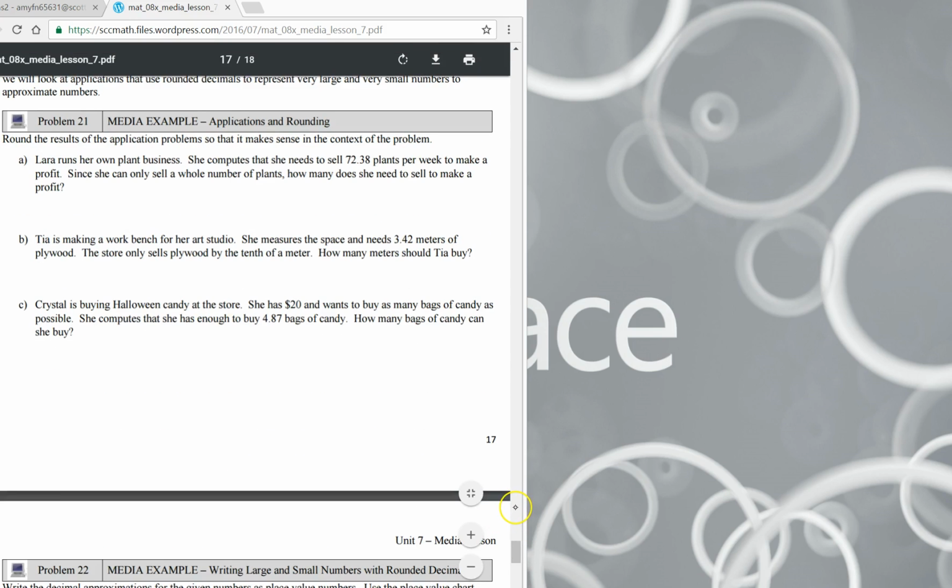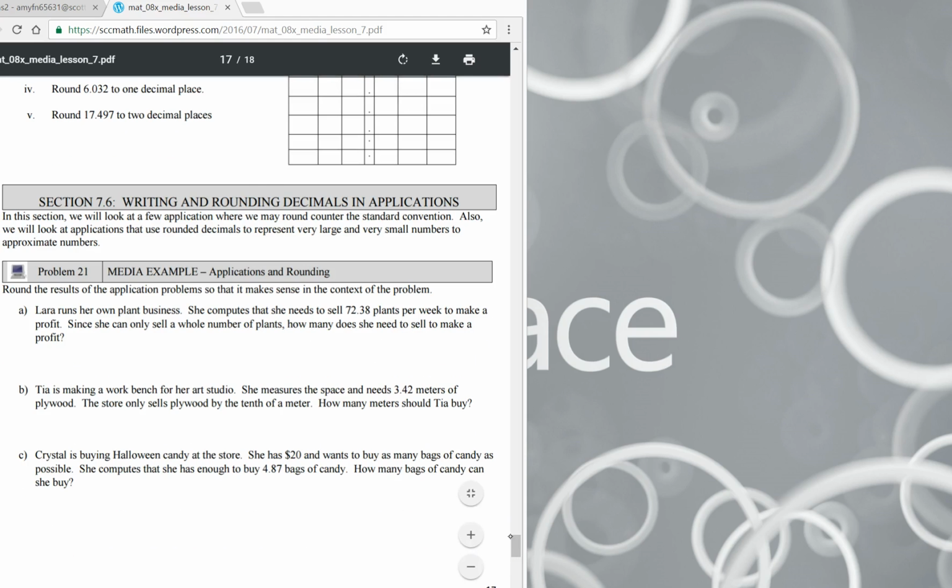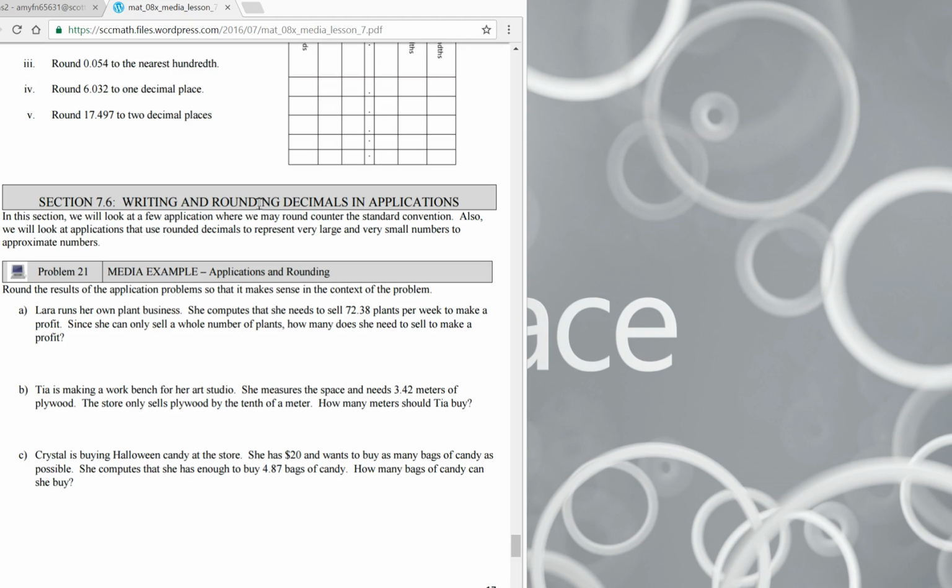Okay, and then we have one last topic, and I think we can include this in this video. Writing and rounding decimals in applications. Okay, so here we want them to see the idea that we don't always round up or round down based on the convention that we used in the past, and that it can depend on the context of a problem.